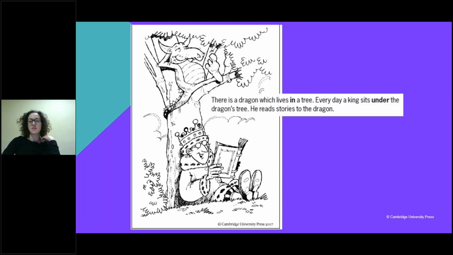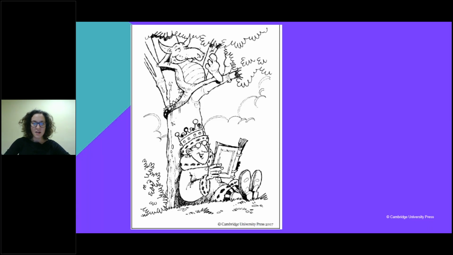There is a dragon which lives in a tree. Every day a king sits under the dragon's tree. He reads stories to the dragon because the dragon didn't go to school and cannot read. And the king was very smart and he was reading a lot and so on. So they listen to this story. They are surprised that the king and the dragon are friends and so on.